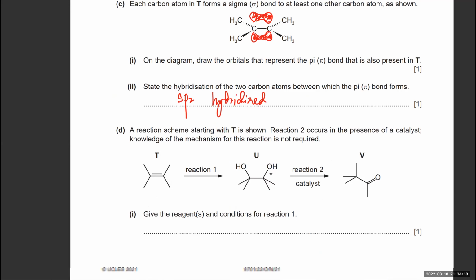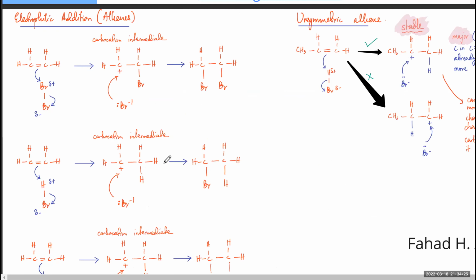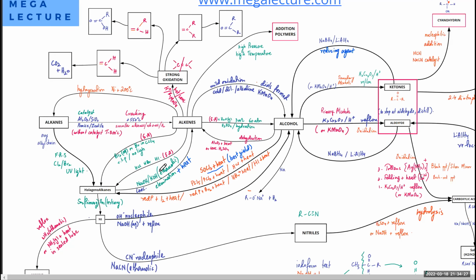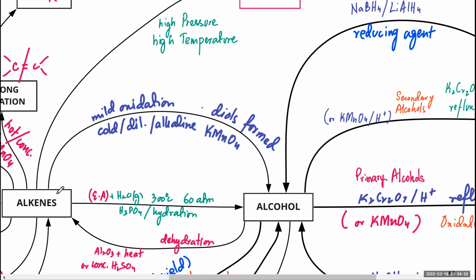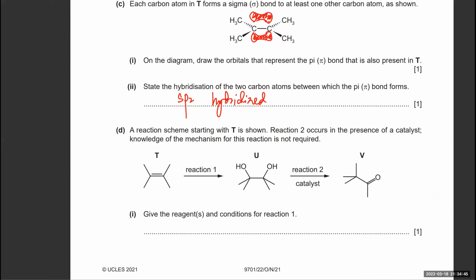And then a reaction sequence is given, where a diol is formed. You've got a double bond and a diol is formed. So how is a diol formed? It's mild oxidation, like potassium permanganate. So that is cold dilute KMnO4, and the double bond would go away, and it's like an addition reaction, and OH groups will get added. So that's cold dilute KMnO4.